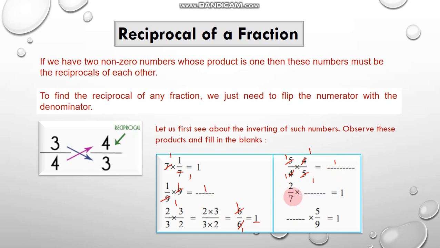Now in this example we have 2 by 7 multiplied by some fraction gives you product as 1. So when do we get the product as 1? If we are multiplying a fraction with its reciprocal. It means obviously the fraction is the reciprocal of 2 by 7, that is 7 by 2. Next, same as above, one fraction multiplied by 5 by 9 gives you a product as 1. So obviously this fraction is multiplying with its reciprocal. So reciprocal of 5 by 9 is 9 by 5, which gives you answer as 1.